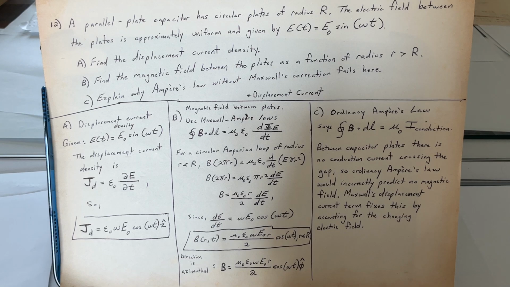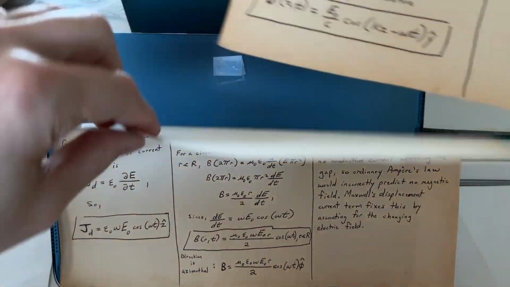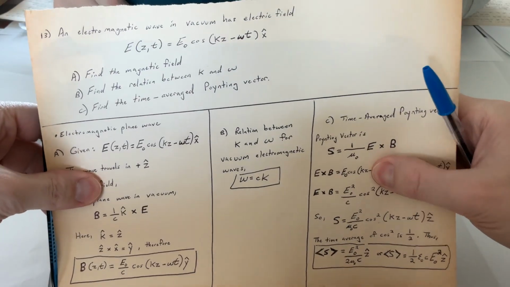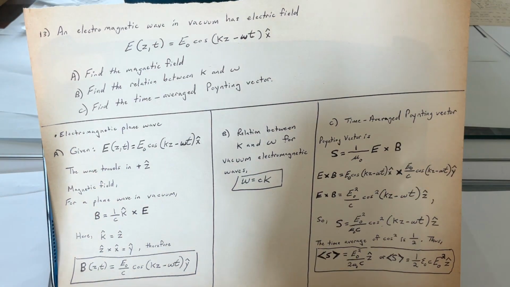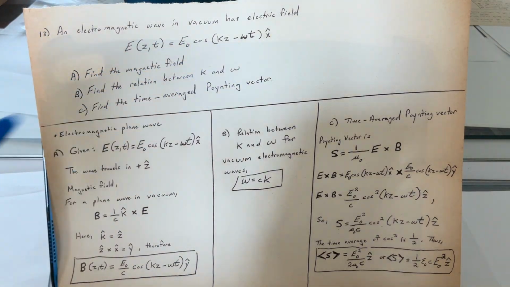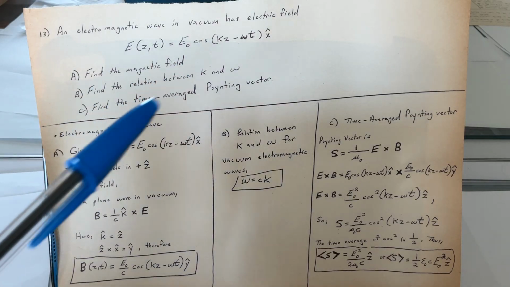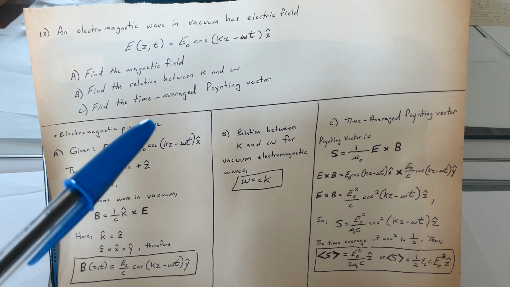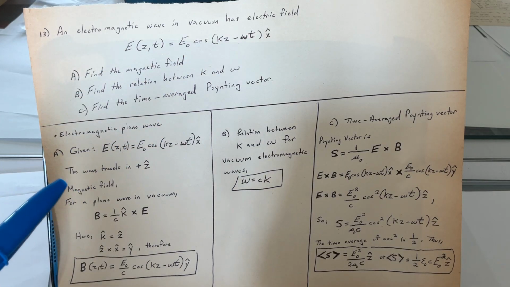And moving along now into 13. So 13, we have an electromagnetic wave. An electromagnetic wave in vacuum has electric field E of z, t equals the following. Part A, find the magnetic field. So for the electromagnetic plane wave, we're given this function, E of z, t.